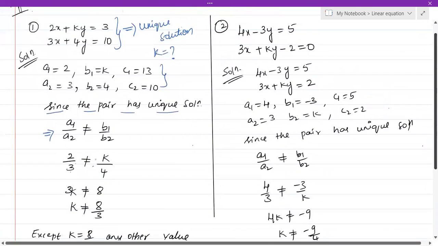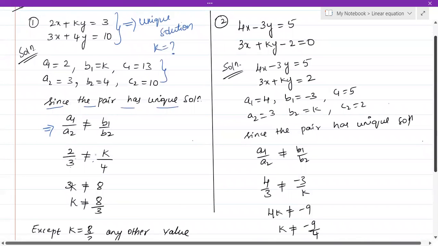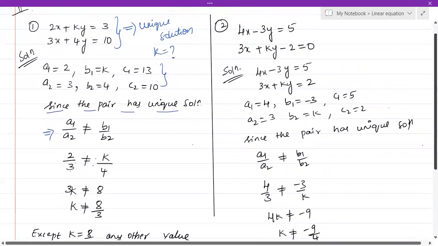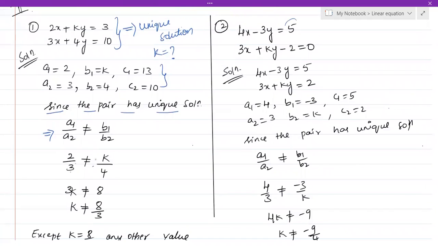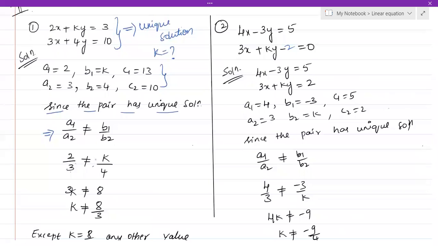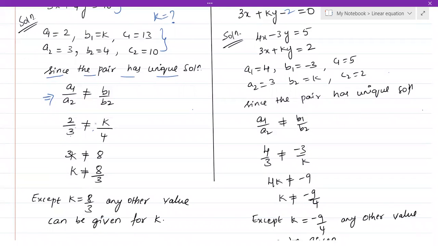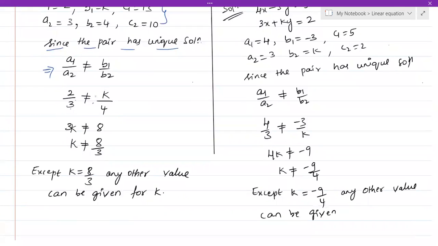Similarly, we have taken another question, 4x minus 3y equal to 5, 3x plus ky minus 2 equal to 0. And if you observe properly, here the constant term is on the RHS, but in the second one, it is on the LHS. Make sure both are on the same side. Okay. So I have sent this minus 2 to the other side. Now, if you observe both are on the same side, find a1, b1, c1, a2, b2, c2. And since the pair has a unique solution, what is the condition for a unique solution?